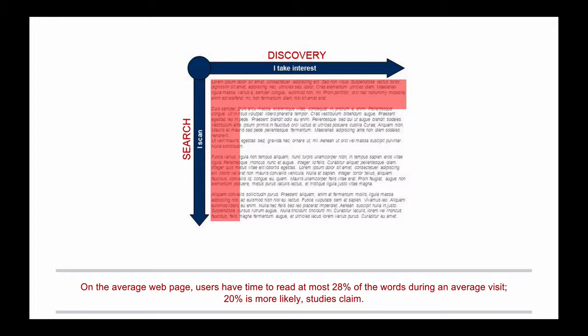People scan web pages. You scan web pages, I scan web pages, looking for relevant information. So first, I'm going to scroll up and down the page looking for something, and if I find what I'm looking for, then I'm going to read left to right and actually read what's there. We have the stat at the bottom. Most people get 28% of the words on an average visit. 20% is more likely. Keep this in mind.